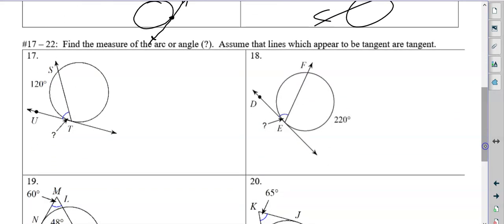Find the measure of the arc or angle. Assume that lines which appear to be tangent are tangent. Okay? This is that simple 2-to-1 ratio. So if this is 120 here, then this is 60 degrees here. Now, the 18 requires a little bit of work. If this is 220, you need to figure out this is 140, and then this is 70.